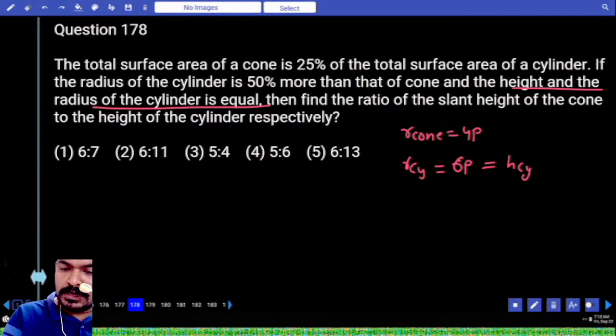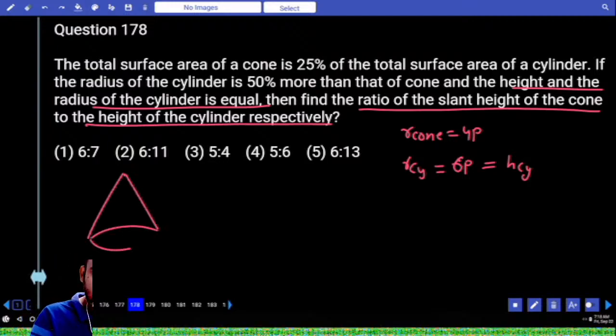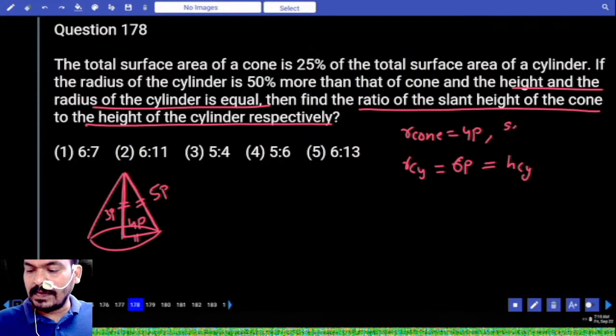Okay. What is the question here? Find the ratio of the slant height of the cone and height of the cylinder. Slant height of the cone means, what is the radius value? What is the radius of a cone? 4 parts. This portion is a right angle triangle. In that, one side is 4 parts, means this side is how many parts? 3 parts. This one must be 5 parts. Means slant height of a cone. Slant height of a cone is how much? 5 parts.